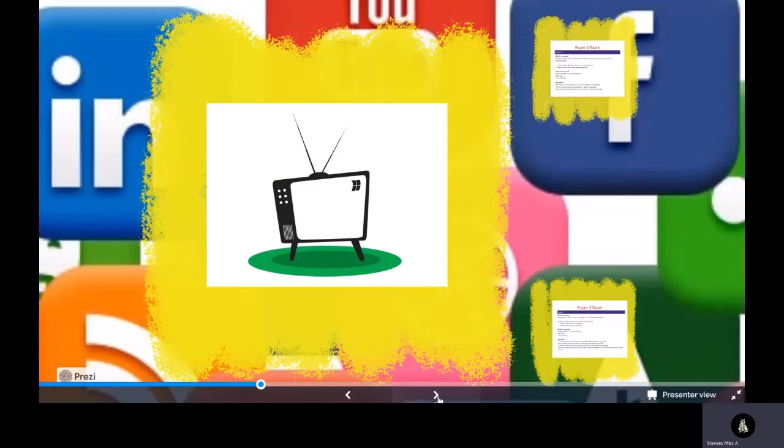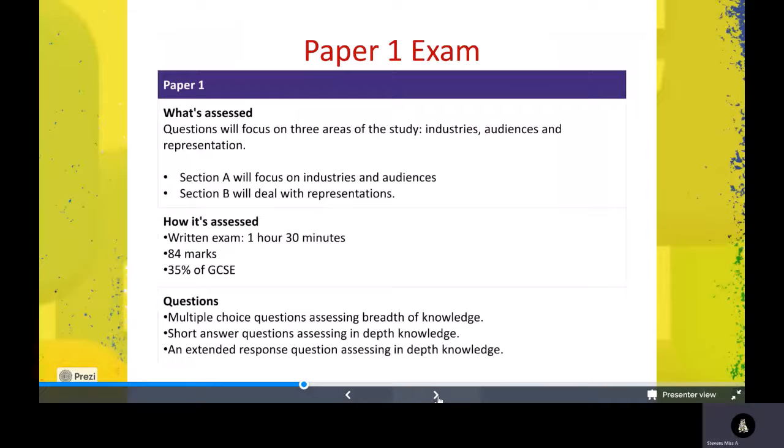So paper 1, there will be a section that focuses on the industries and on how they target audiences, and there will be a section which deals with the way that people are represented through those certain products. And there will be a test in an hour and a half which looks at your understanding through short answers, mid-length answers and extended writing.